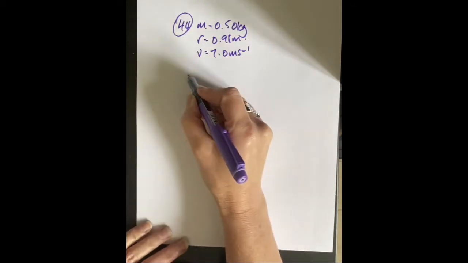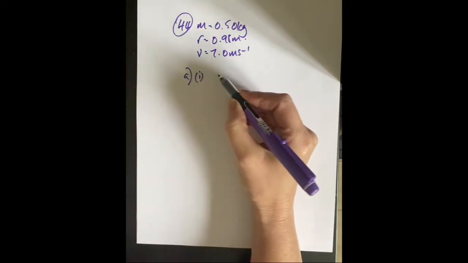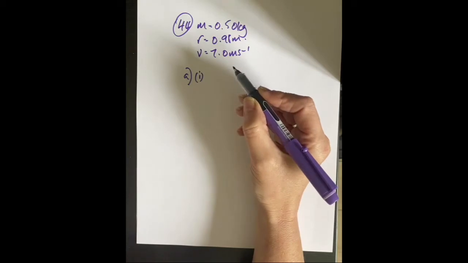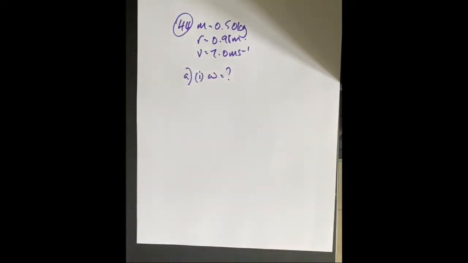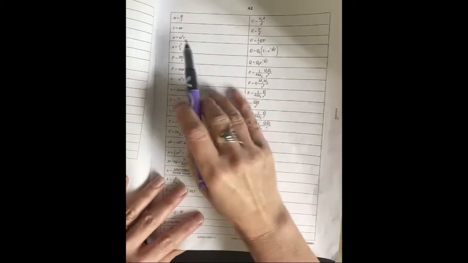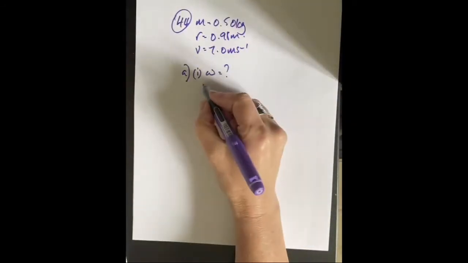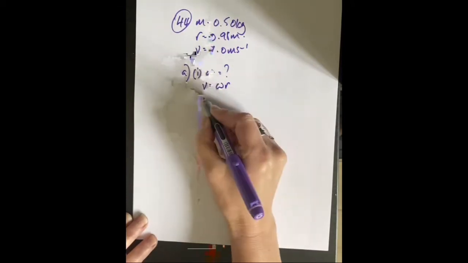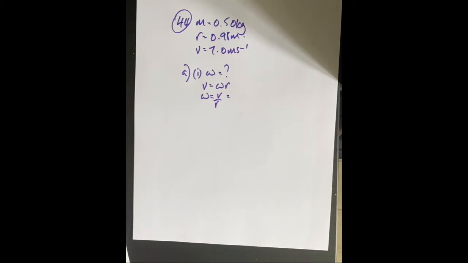Okay, right, the part I of part A says calculate the angular speed of the stone. So this is omega. All right, look in your data booklet. We don't have omega equals, but we have V equals omega R. So V equals omega R. Omega is V over R. And that's just a simple substitution, obviously.